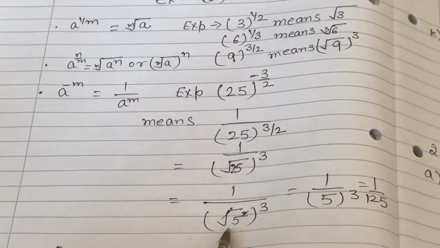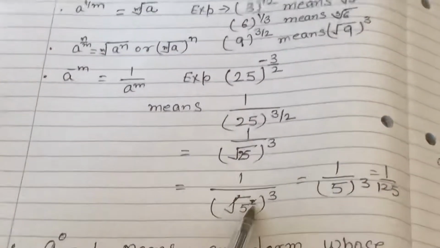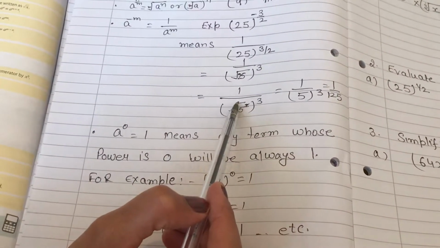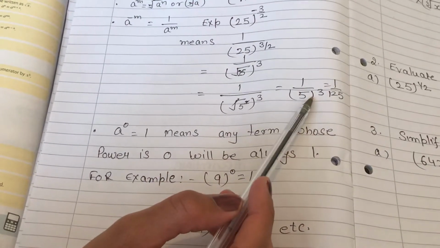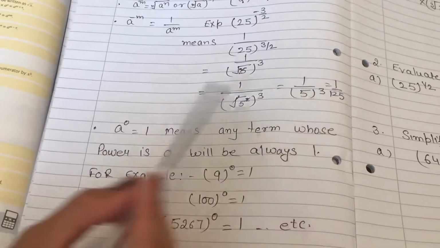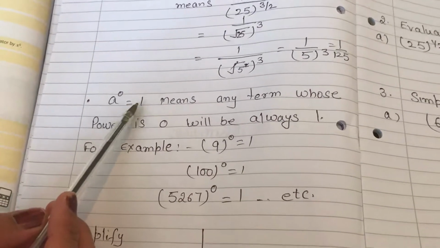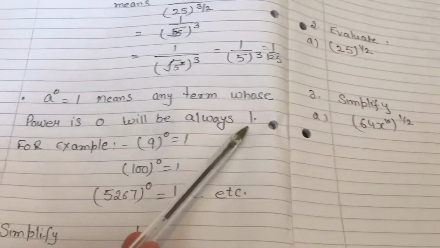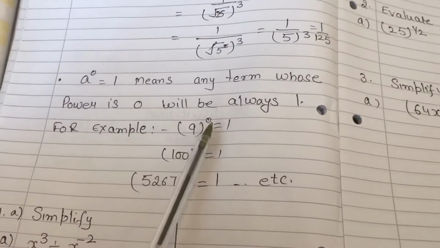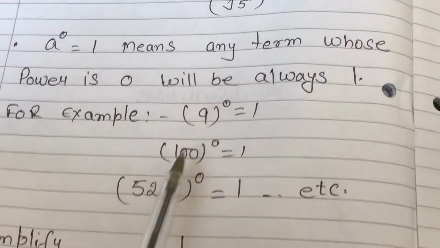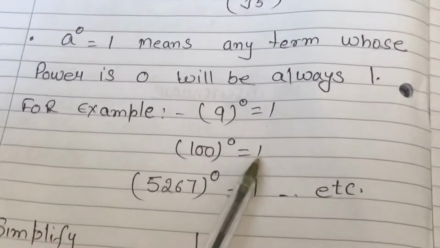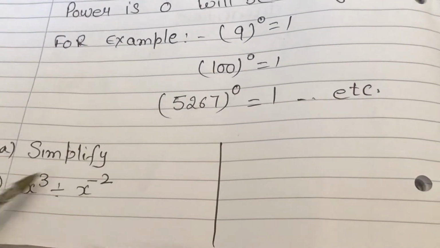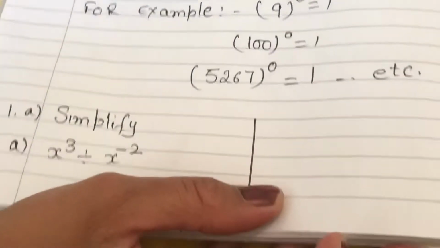So we can break it into factors: 5 squared, raised to power 3, and the square root cancels. 1 over 5 cubed. Answer is this. Another, a raised to power 0 is equal to 1, which means any term whose power is 0 will always be 1. For example, 9 raised to power 0 is equal to 1, 100 raised to power 0 is equal to 1, and any number raised to power 0 is equal to 1, etc. Now we are going to do exercise 1D.